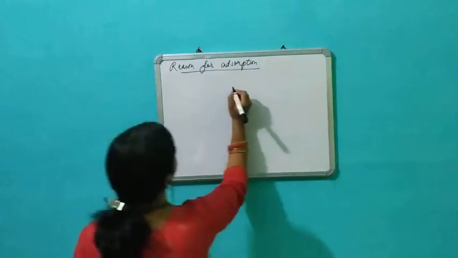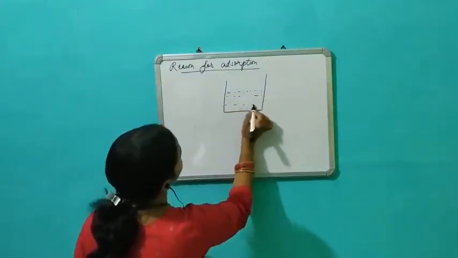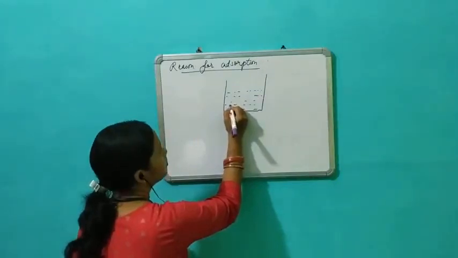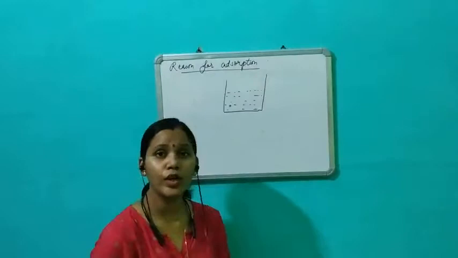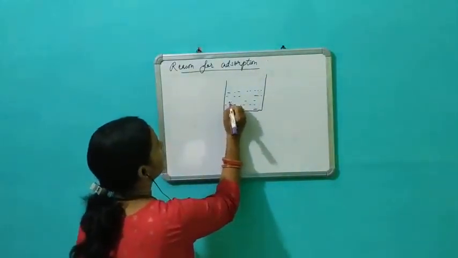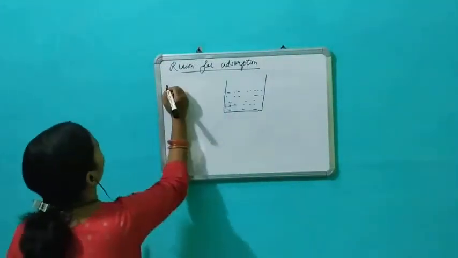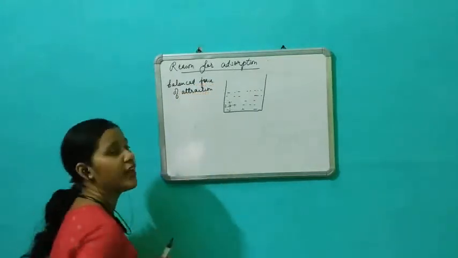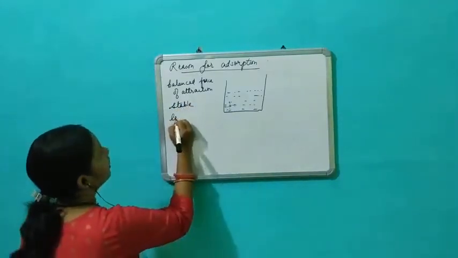Now, see, we have a beaker filled with water, and there is one molecule present in the bulk. So what will happen to this molecule? Now this molecule is going to get a force of attraction from all sides: from this side, this side, this side, and this side. This molecule will be getting force of attraction from all sides. Thus, it will have a balanced force of attraction. Now, if the forces are balanced, then definitely it will be stable.